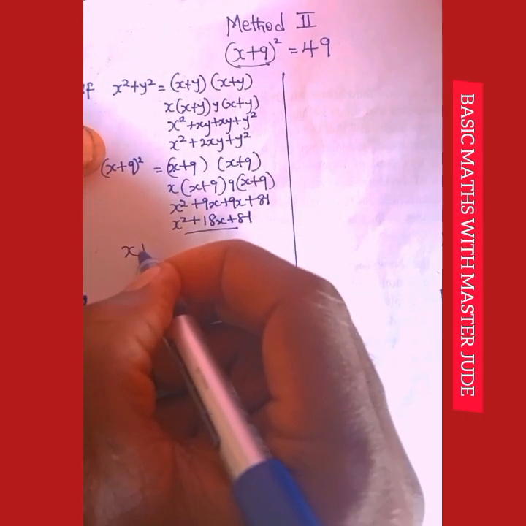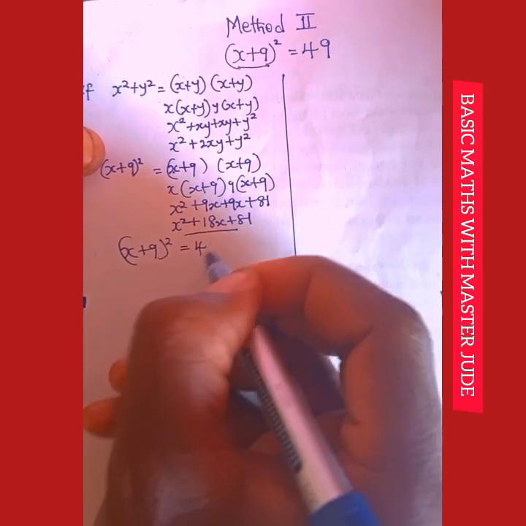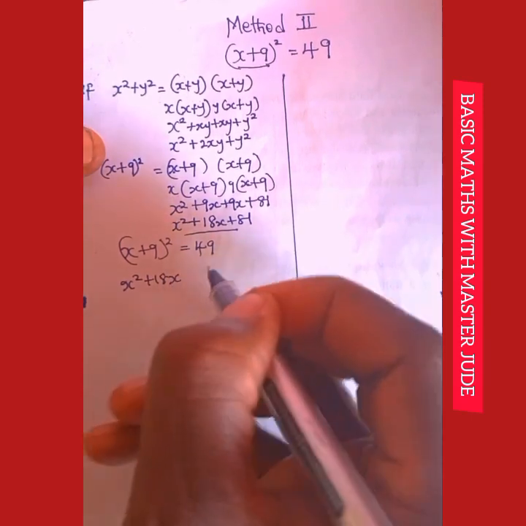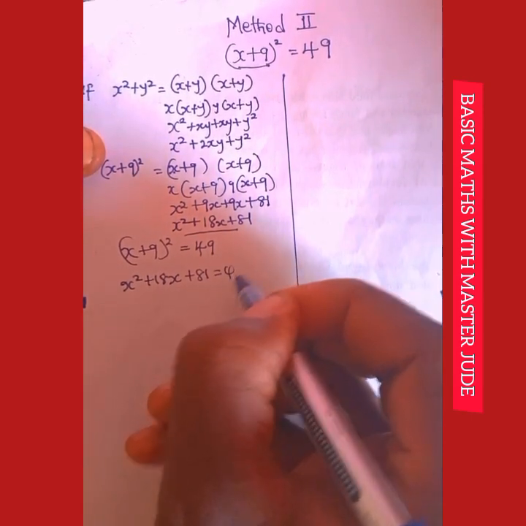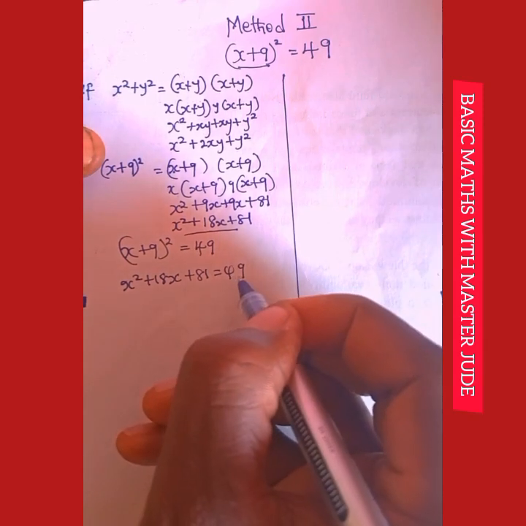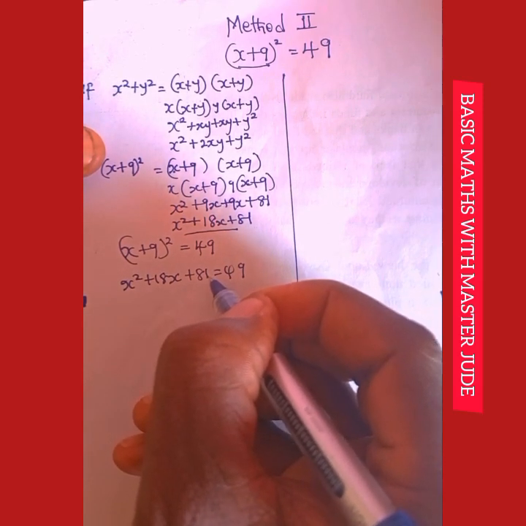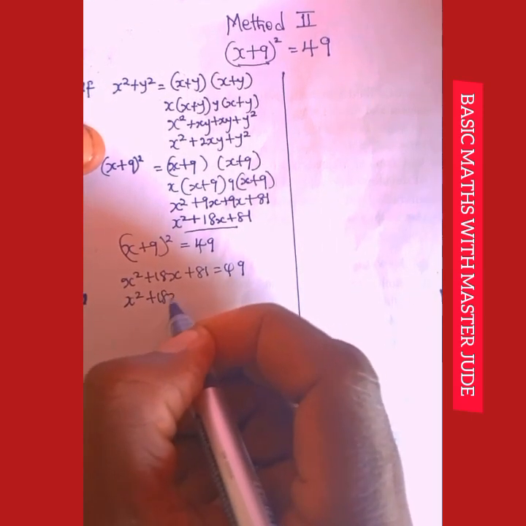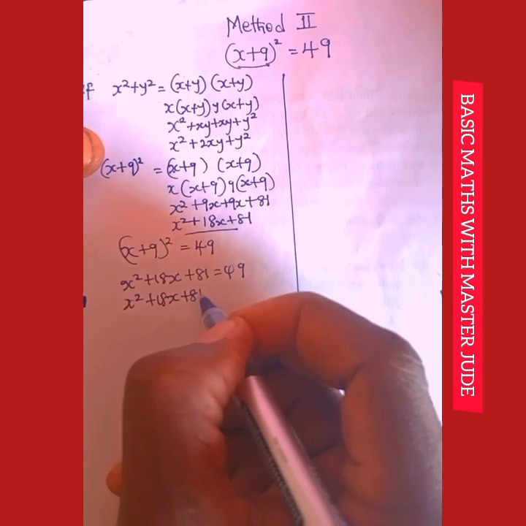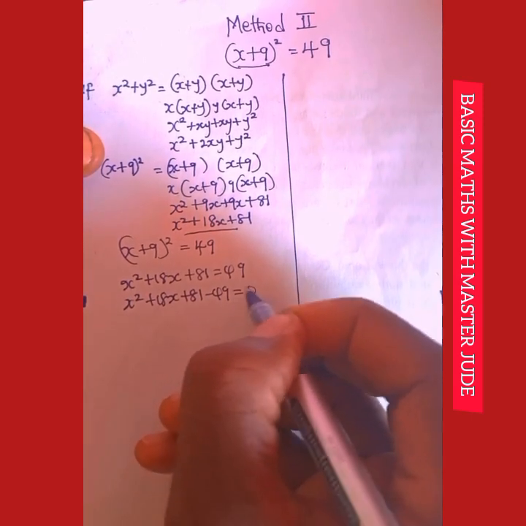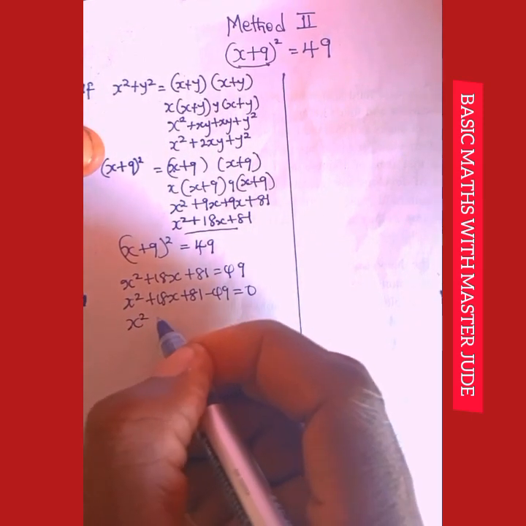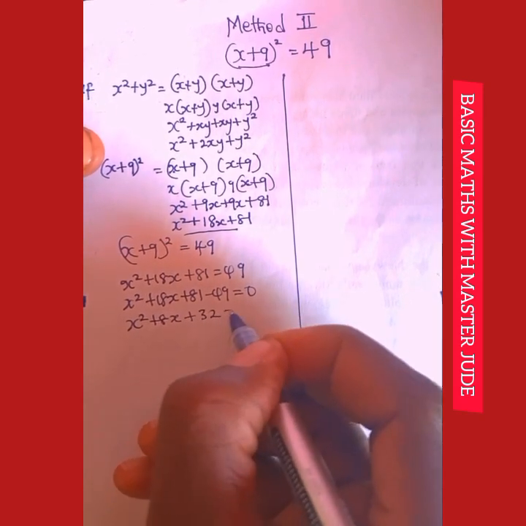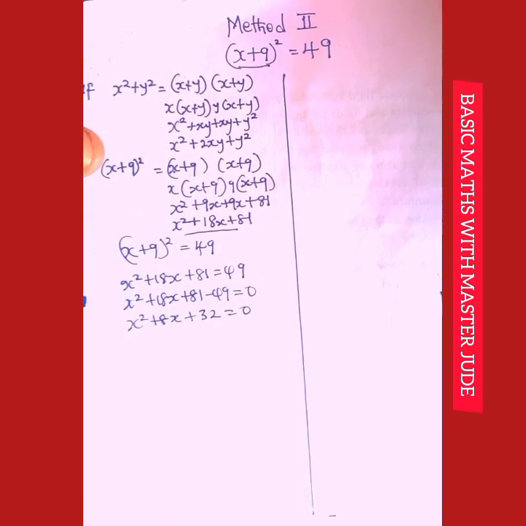So after the expansion, I'm going to use this to replace this. Since I have (x + 9)² equal to 49, let me replace. This will now give me x² + 18x + 81 = 49. Then 49 will cross the equality sign to meet 81 to be minus 49, because this is plus 49. So I'm going to have x² + 18x + 81 - 49 = 0. Then I have x² + 18x, and 81 - 49 gives me 32, equal to 0.